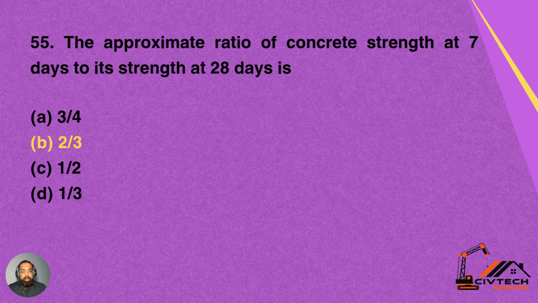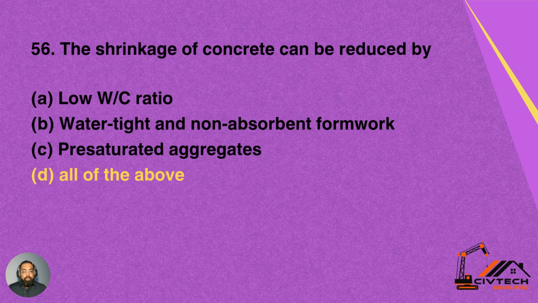Question number 55. The approximate ratio of concrete strength at 7 days to its strength at 28 days is, so how much strength the concrete achieves in 7 days with respect to 28 days? Option A 3 by 4, option B 2 by 3, option C 1 by 2, option D 1 by 3. Option B is the correct answer, which is 2 by 3. The approximate ratio of concrete strength at 7 days to its strength at 28 days is 2 by 3 times.